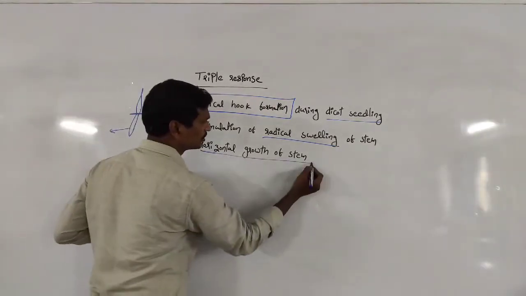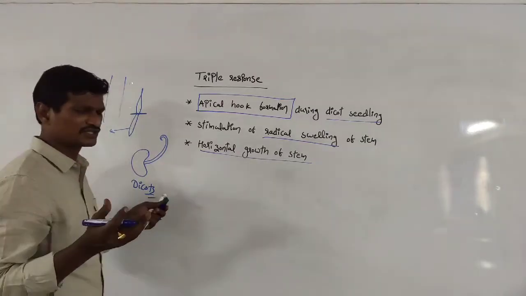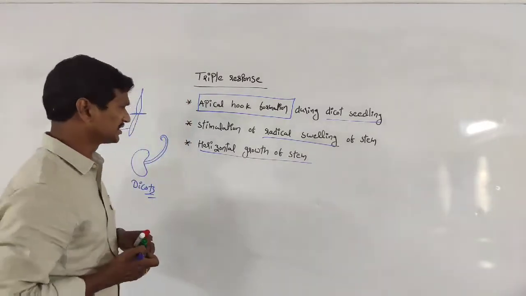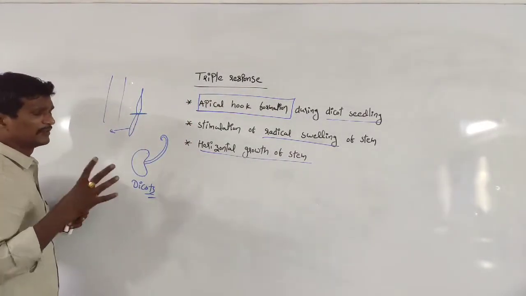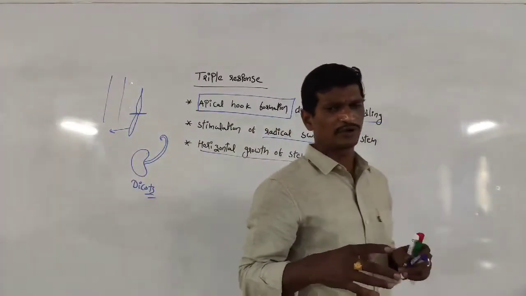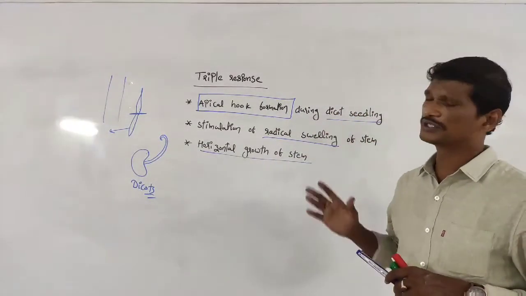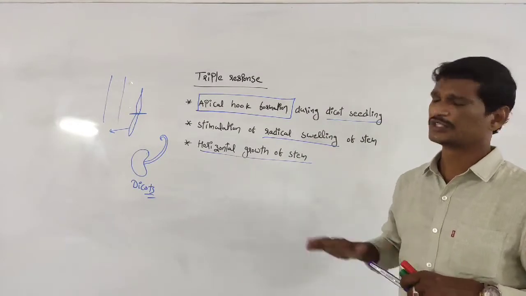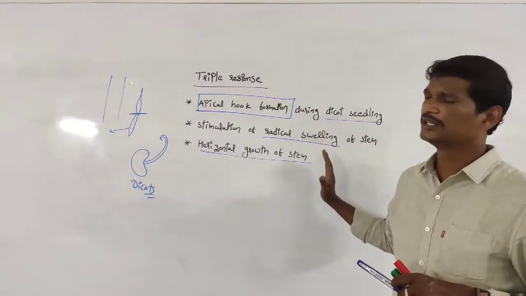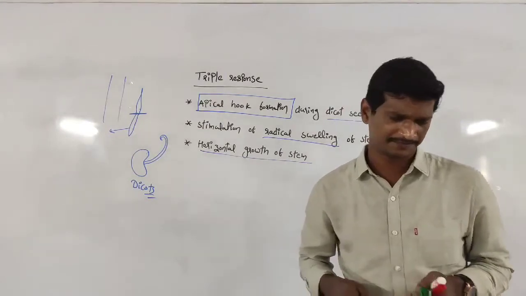And horizontal growth of the stem. Whatever plants there are, they grow horizontally, right? Secondary growth, especially. So secondary growth or horizontal growth is majorly influenced by the ethylene phytohormone. So these are the three important points. These points are very important, and the response is called the triple response. The triple response is related to the ethylene phytohormone. Next we will discuss abscisic acid.